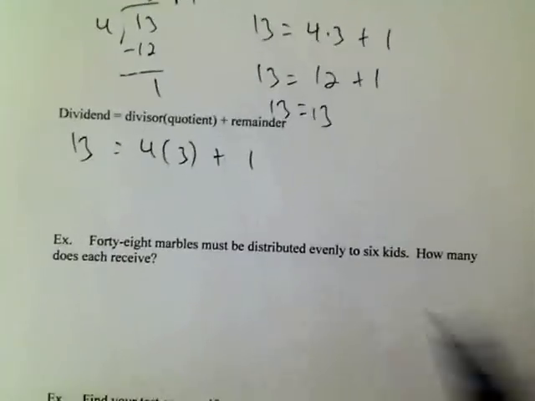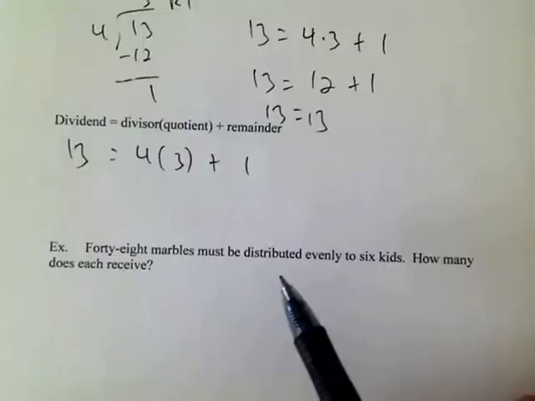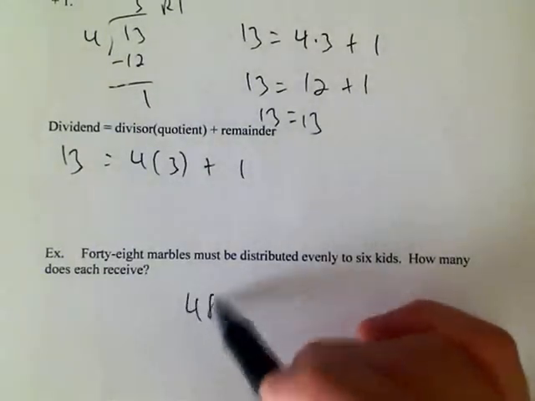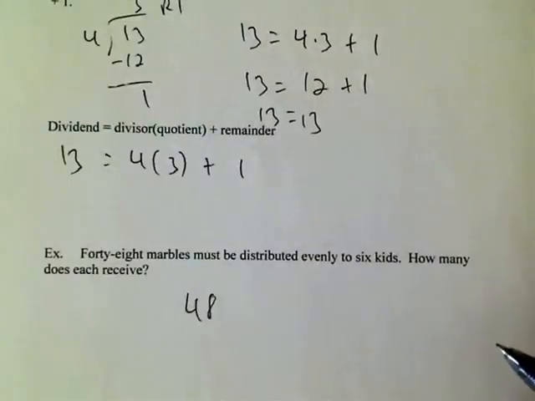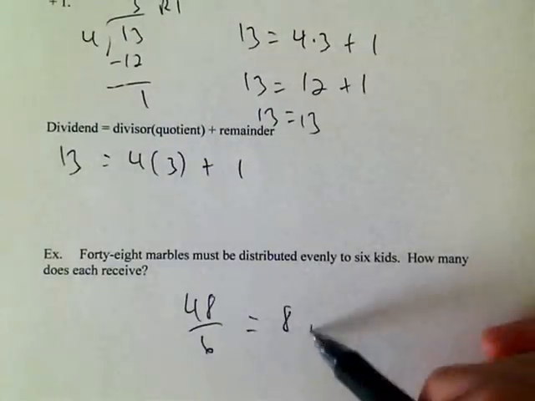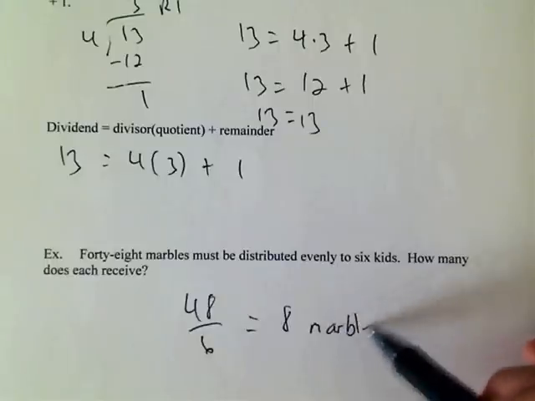Now let's look at this one. It says 48 marbles must be distributed evenly to 6 kids. How many does each receive? So if you got 48 marbles, and you have 6 kids, how many are you going to get? That sounds like a division problem to me. So each kid's going to get 8 marbles.